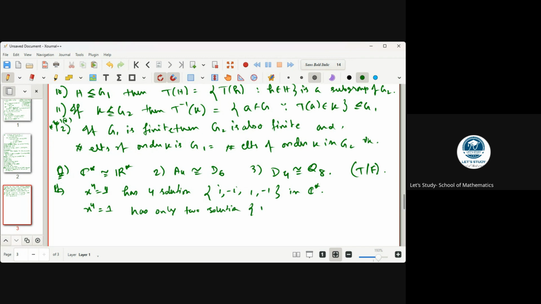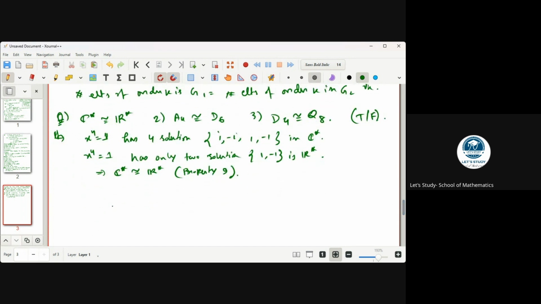That is (1, -1) in R star. So this implies C star is not isomorphic to R star. We are using property 9. Okay, so now let us try the second one.